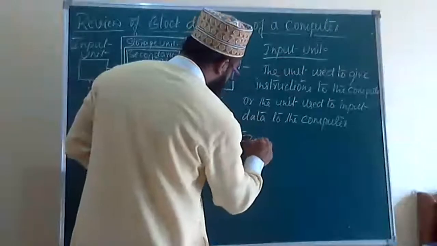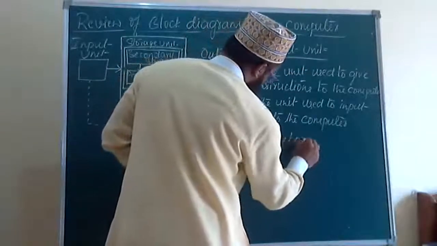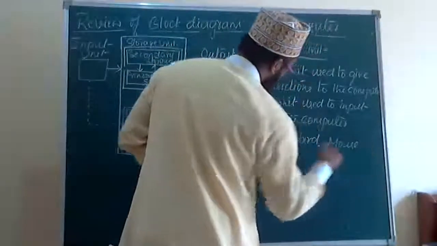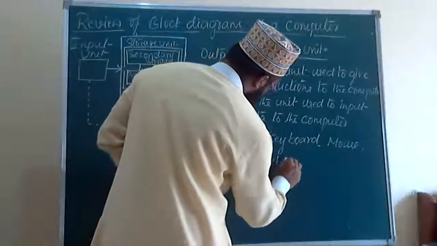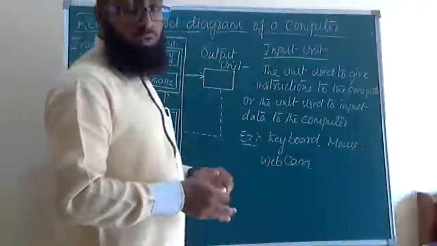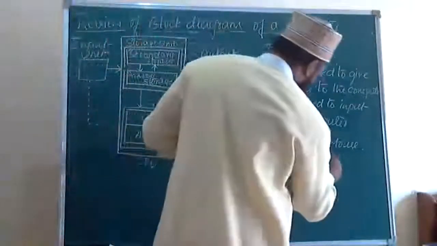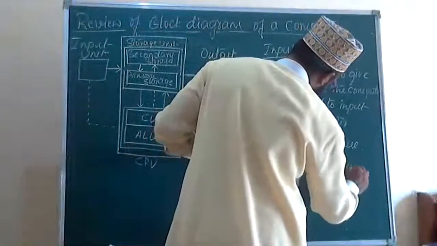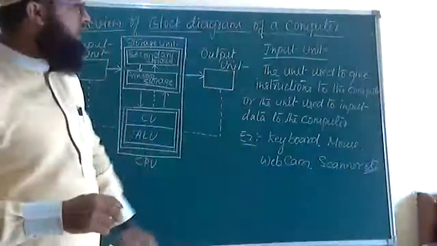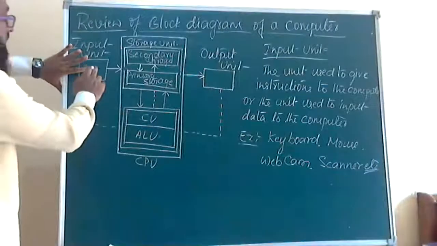So examples here are keyboard, mouse, webcam, which is the camera used by the computer, then scanner, etc. All these things we can collectively call the input unit. See here, input unit, giving input.